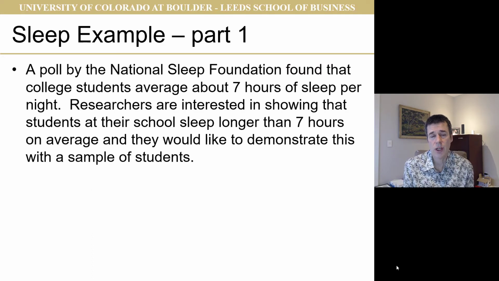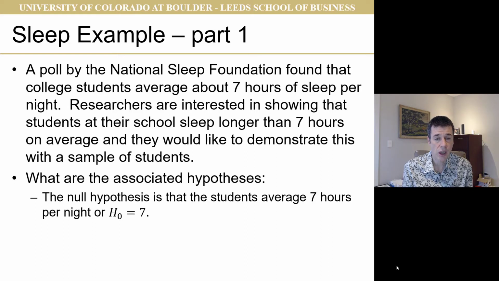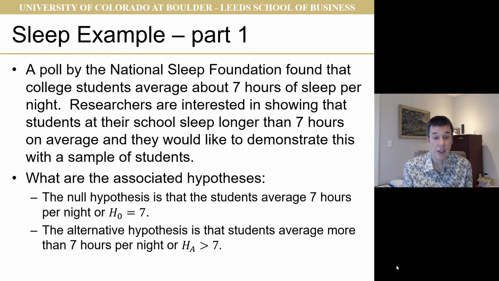So, we've talked about this example before. A poll by the National Sleep Foundation found that college students average about 7 hours of sleep per night. Researchers are interested in showing that students at their school sleep longer than 7 hours on average, and they would like to demonstrate this with a sample of students. So the null hypothesis in this case is that students average 7 hours per night, or H0 equals 7, or even H0 is less than or equal to 7. The alternative hypothesis is that students average more than 7 hours per night, or HA is bigger than 7.